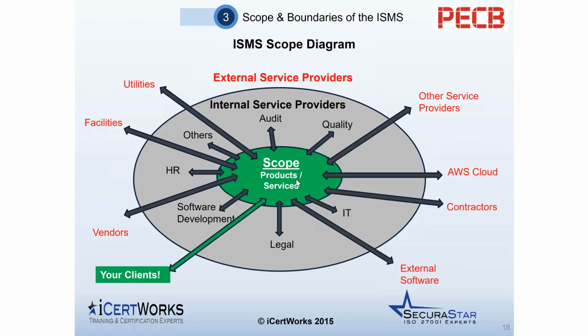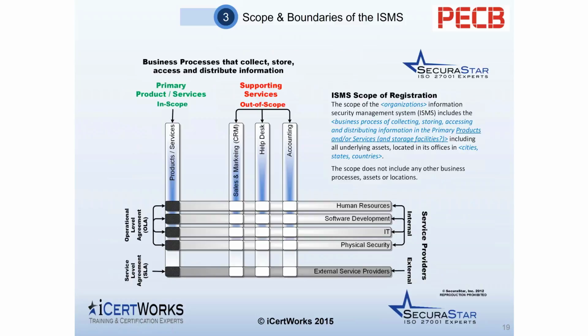Okay. Now, this is going to be interesting for a lot of you as well. Again, this is just one way to meet the generic requirements for context of the organization and scope. SecuraStar likes to use a business process that collects, stores, accesses, and distributes information. Why do we like to use a business process instead of just saying we're going to certify a whole company to ISO 27001, or we're going to certify just the IT department to ISO 27001?